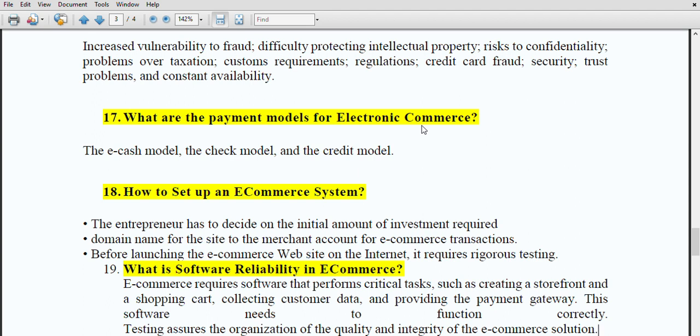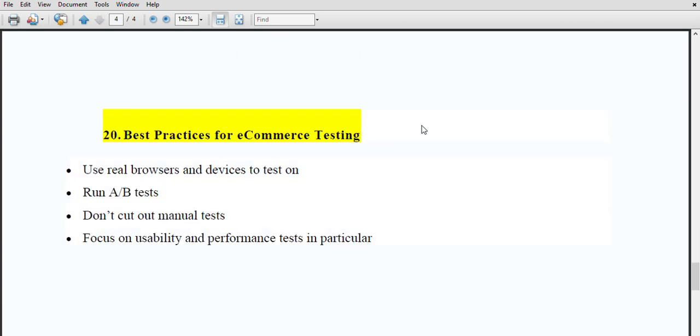Then the next and last question is, what are the best practices for e-commerce testing? So use real browsers and devices to test. Means you cannot use dummy ones, you have to use real ones. Then A/B test to check the different versions. Then don't cut out manual testing, and focus on usability and performance testing in particular. These are some best practices for e-commerce testing. So these are some of the questions related to e-commerce testing.